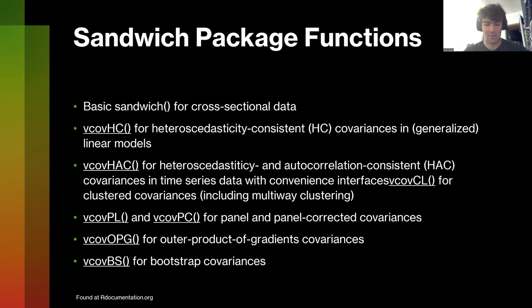And there are other variations of the sandwich estimator, which leads to all these different functions in the package, and the main ones that you will typically use are vcovHC, which will deal with the issue when the only issue in the data is that there's heteroscedasticity, and then vcovHAC will deal with the issue when there's both heteroscedasticity and the variables aren't independent.